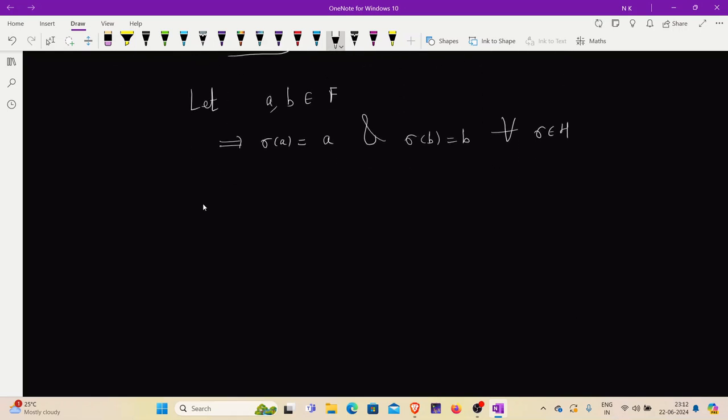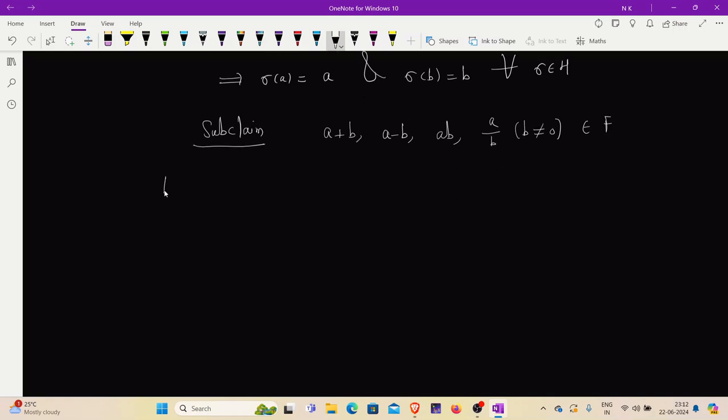Now I want to prove the following. Let me write it as a subclaim. I want to show that a plus b, then a minus b, then a times b, then a upon b, provided b is non-zero, all these elements belong to F again. And that's quite easy to establish. So let sigma belonging to H be an element. Let us consider any automorphism of K which is in H.